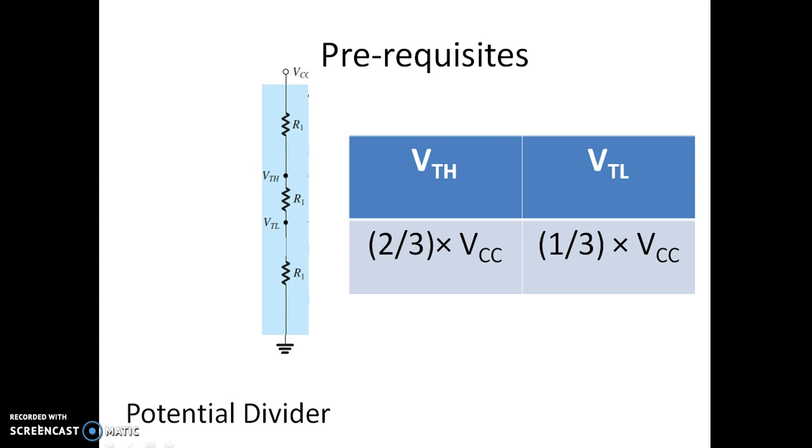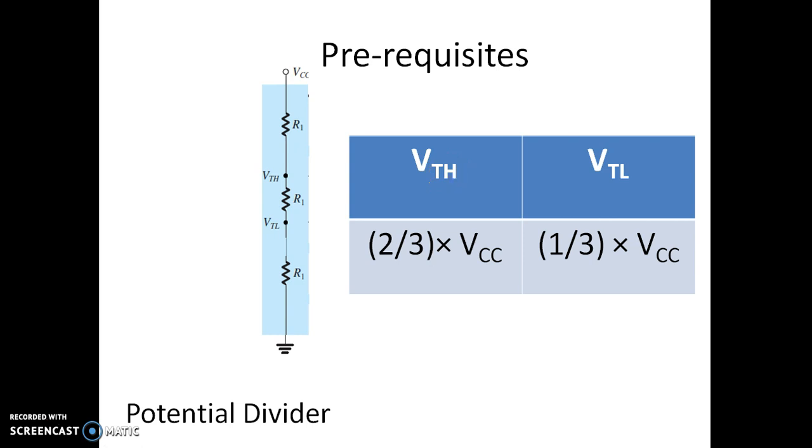One of the very important prerequisites is a potential divider. Let us consider three resistors of the same value. Here we have just considered R1, R1, R1. The three resistors are connected from VCC to ground. We are trying to see two nodal voltages, one is VTL, the other is VTH. From this we can understand that VTH stands for the higher threshold voltage. V is the voltage, TH stands for threshold, and we simply call it the higher threshold voltage.